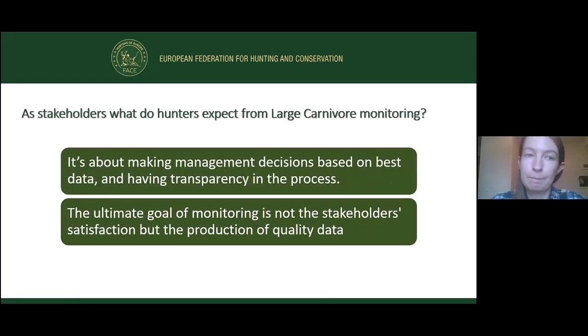So I want to explain a bit more what hunters expect from large carnivore monitoring. And I think FACE and its national members want management decisions or conservation decisions to be based on the best available data that's based on scientific evidence. And we want to have a certain transparency in this process. And we do agree that the ultimate goal of monitoring should not be the satisfaction of hunters or of other stakeholders, but in fact, the production of the best quality data to generate the best possible management and conservation measures.